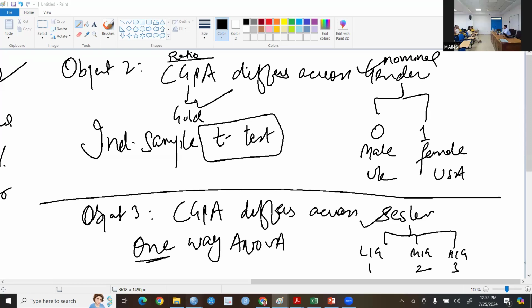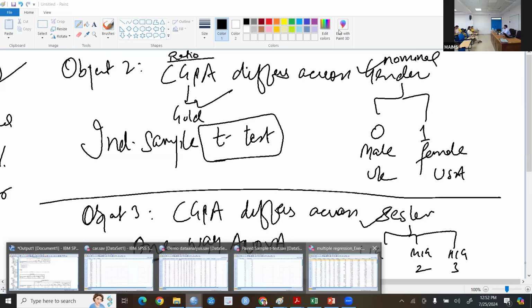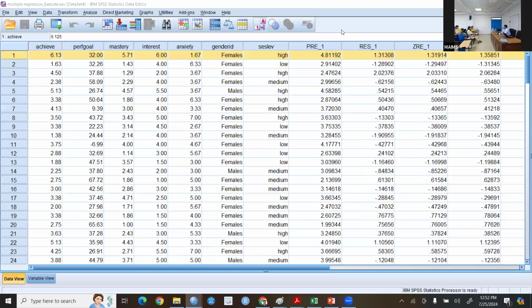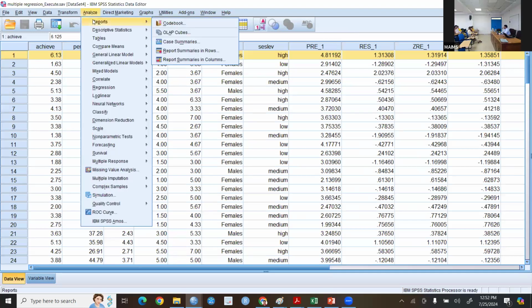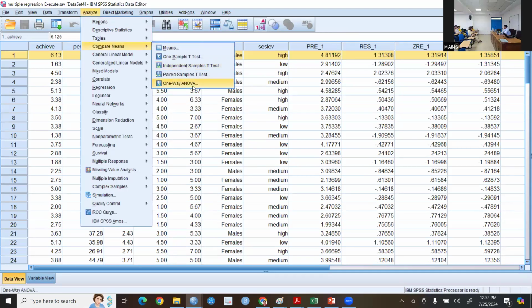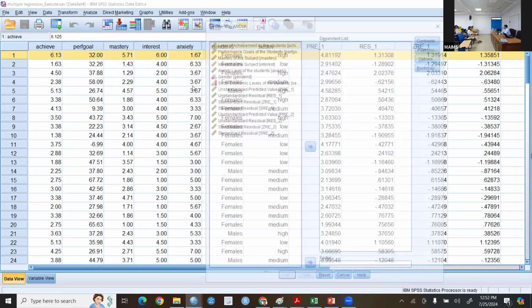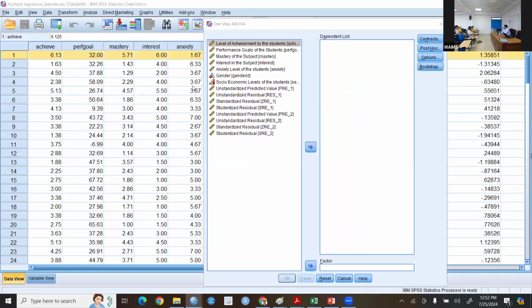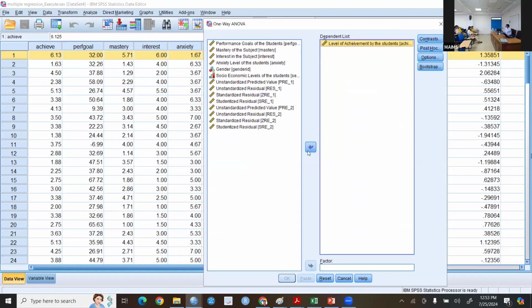so let us go to the same file and go to Analyze, Compare Means and One Way ANOVA. In the test variable, we will put CGPA, and in the factor, we will put the socio-economic level of the students, LIG, MIG, HIG. You can code 0, 1, 2, 1, 2, 3, 1, 10, 15, whatever is the number. So software will pick three categories.